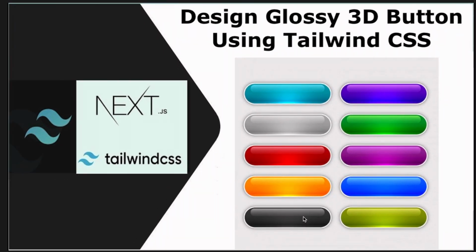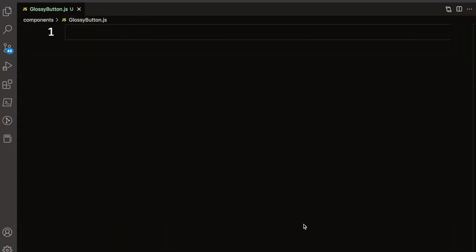Welcome to my channel. In this video, we will learn how to design a 3D glossy button using Tailwind CSS. So let's start. I've already created the button component file, and now we will start implementing the button.